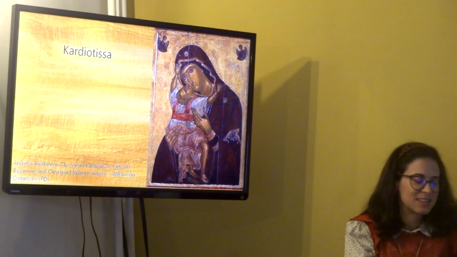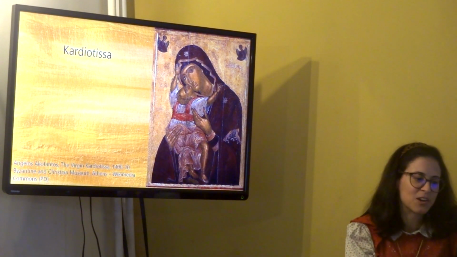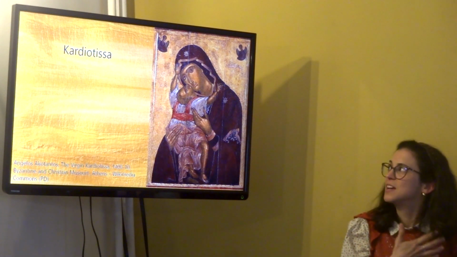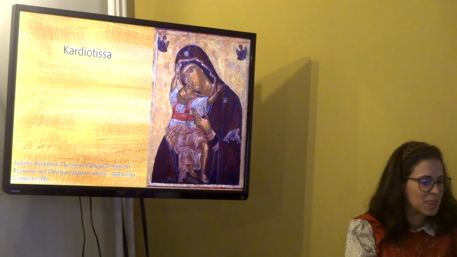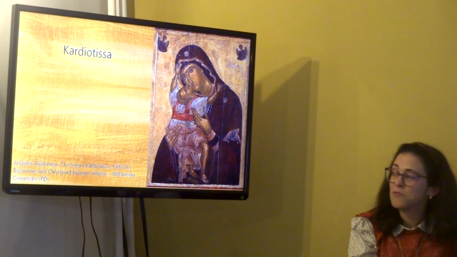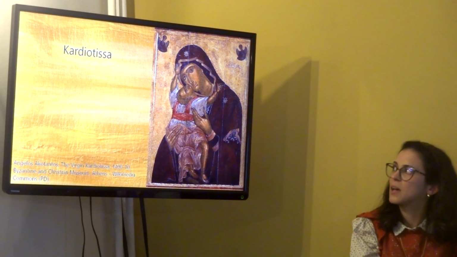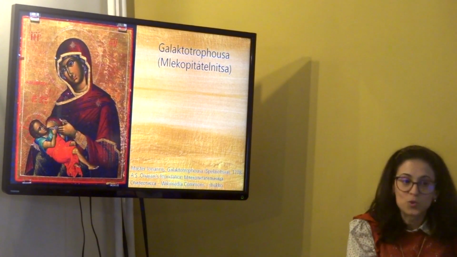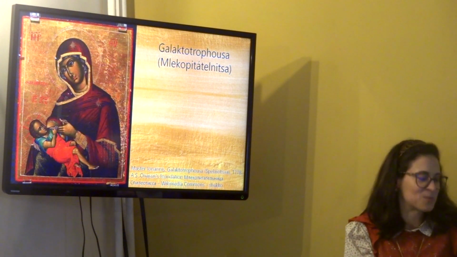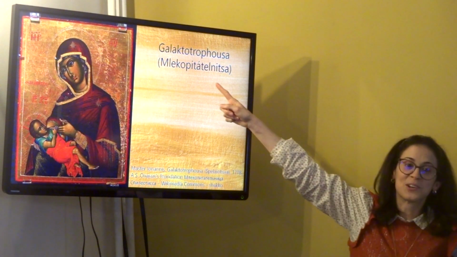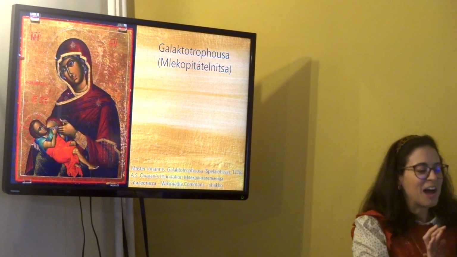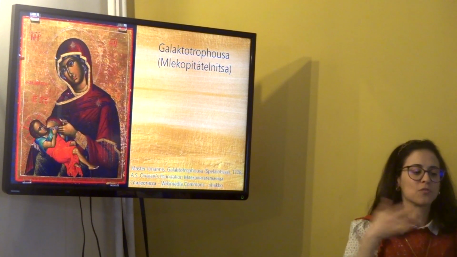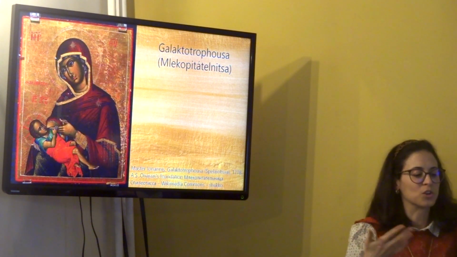Another type is the Kardiotissa, and it comes from cardia, meaning heart, because she's holding her child next to her heart. And then another type, it's not very rare, but it's not as common, is the Galaktotrophousa. This is my favorite name because it's quite difficult to say. And it's even more difficult in Russian, so you have a go if you want. It comes from galakt, which means milk, and trophein, which means to nourish or nurture.